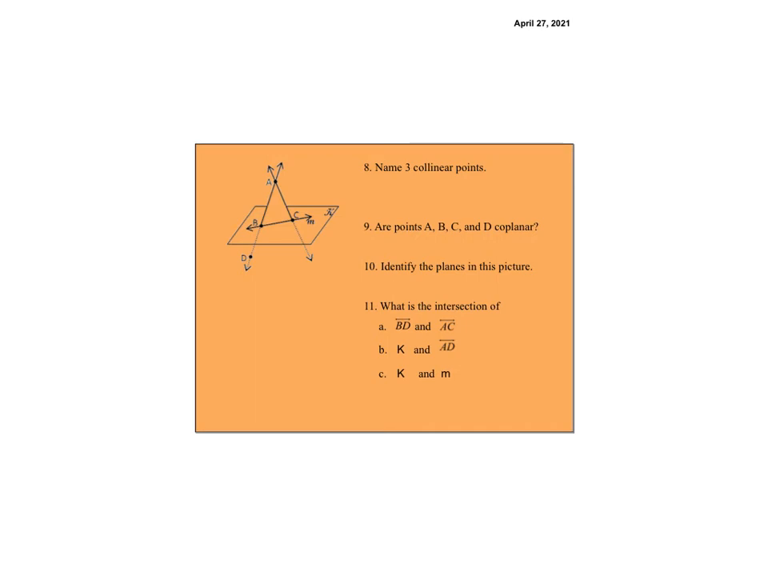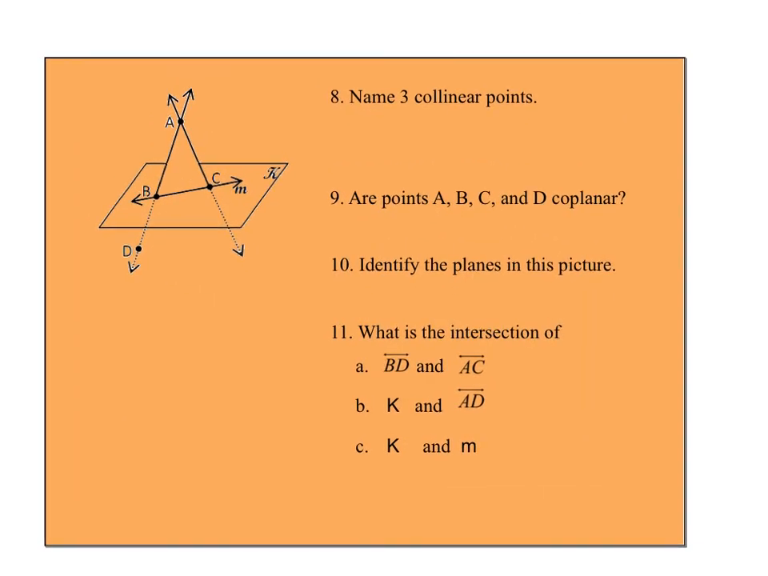So here, name three collinear points. Remember, collinear, same line. So if I consider this, take a look. I see A, I see B, I see D. Those are all on this line. So I can say A, B, and D.